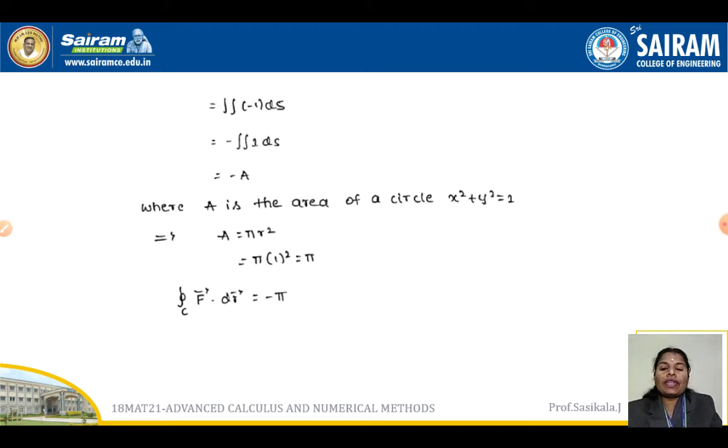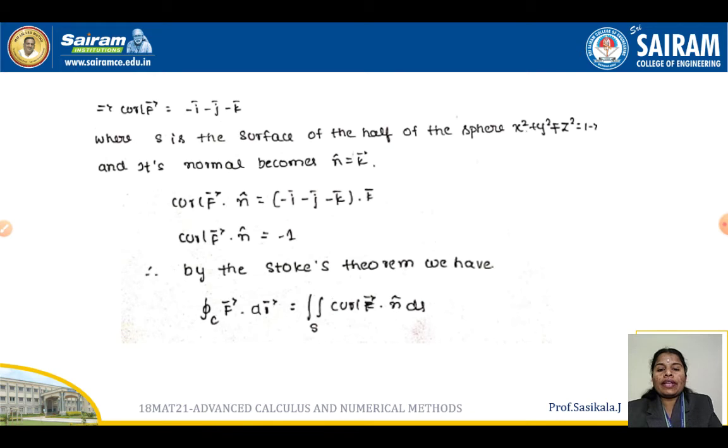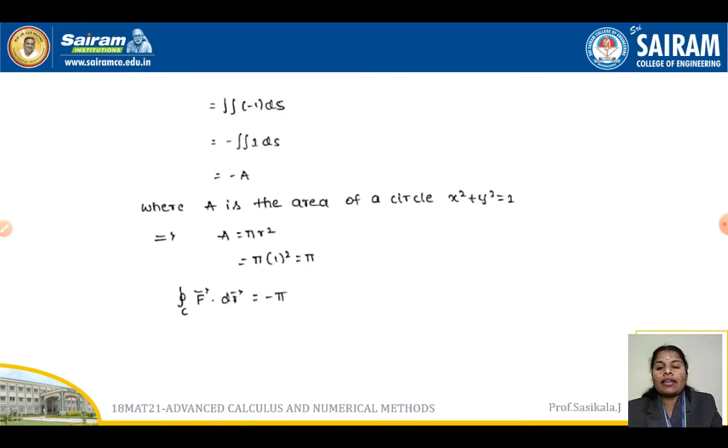So double integration of ds is nothing but dx dy, right? So it is nothing but an area, where A is the area of the circle x square plus y square equal to 1. What is the area of the circle x square plus y square equal to 1? The area is equal to pi r squared. What is the r value here? r is 1. So it is pi of 1 the whole square, which is equal to pi. So by using the Stokes theorem, we have evaluated from the given f vector, and your answer will be minus pi. Okay.